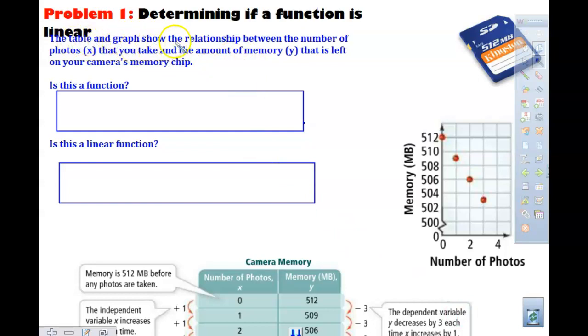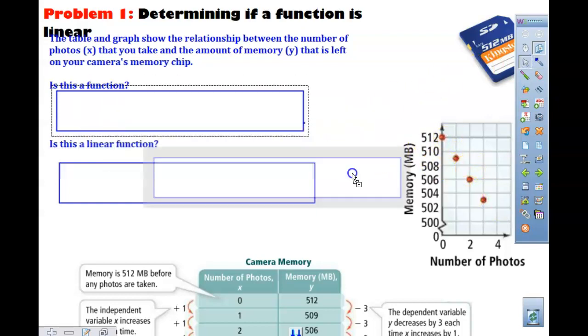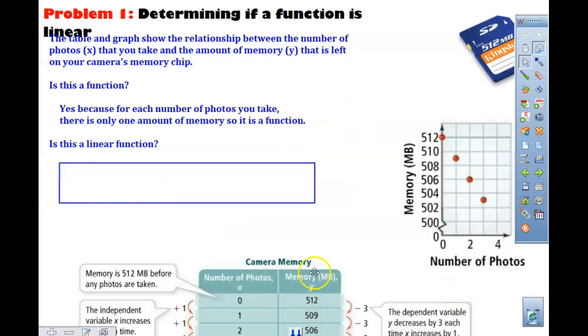The table and the graph show the relationship between the number of photos that you're taking and how much memory is left on your memory chip. So the first question that we are looking at is, is this a function? Meaning, does each input on this give us one output? And we would say this is definitely a function.